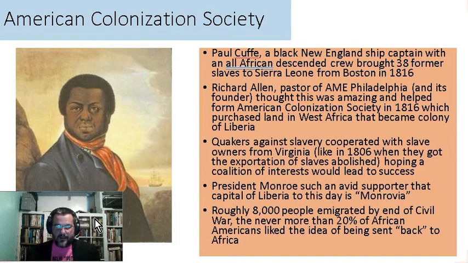But the American Colonization Society did have the support of Richard Allen, the founder of the African Methodist Episcopal Church in Philadelphia, AME, which would later become a pivotal center of abolitionism and the Underground Railroad. He actually helped purchase the land that would become the colony of Liberia. Between 1816 and 1865, roughly 8,000 people from the United States voluntarily emigrated to Liberia. Most African Americans then and now felt like the idea was nothing but an attempt to force people away from their homes to a foreign continent.